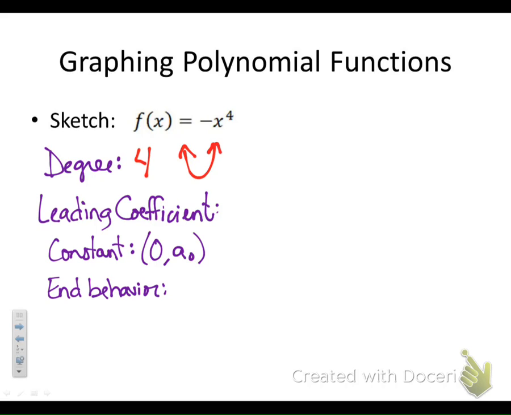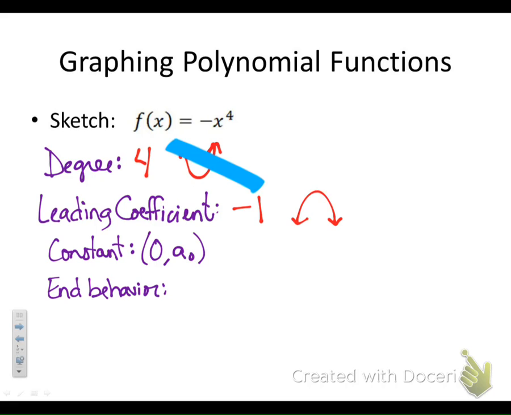Okay, the leading coefficient determines whether or not I'm going to have a reflection of that. So the leading coefficient is -1. So it's no longer looking like a regular parabola, it's a reflection.